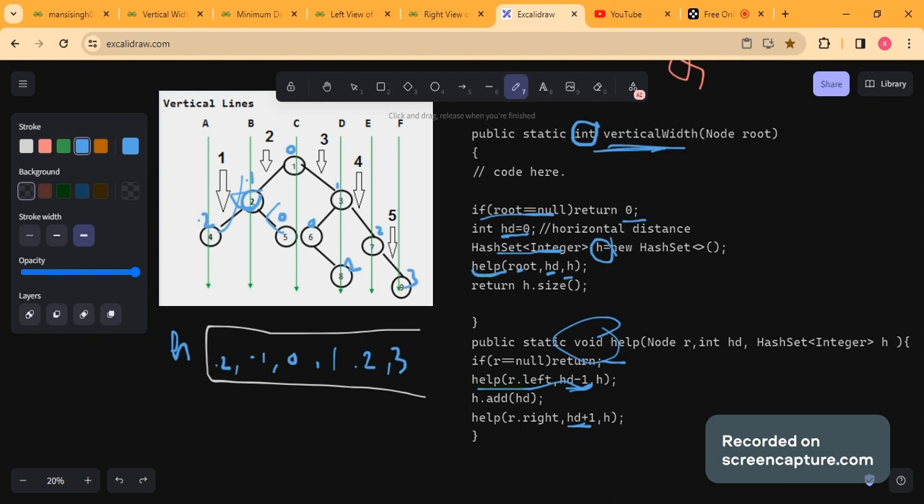We can see that the time complexity is O of n here, because we are visiting every node at least once. And the space complexity: stack space is used for the recursion, that is one thing, and we are also using the hash set, so it is approximately O of n. So the space complexity and time complexity for this code is O of n.